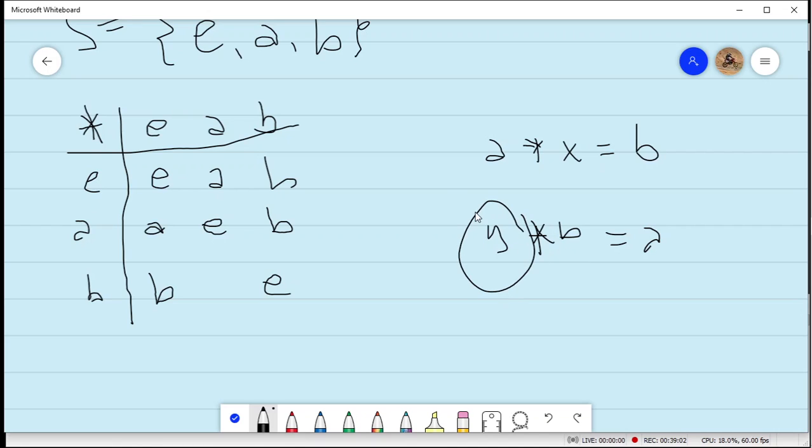Y will not exist if this is the case, because A cannot be found under or in the column under B. In other words, this cannot be B. This cannot be B. This cannot be E.